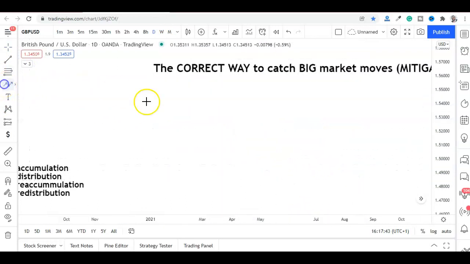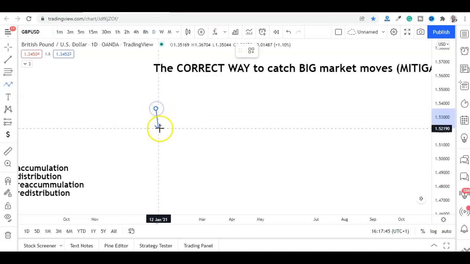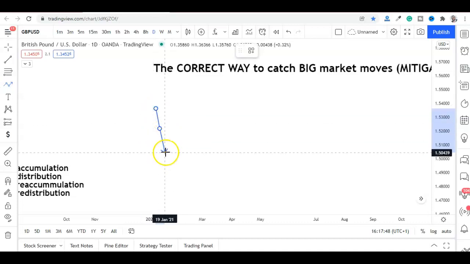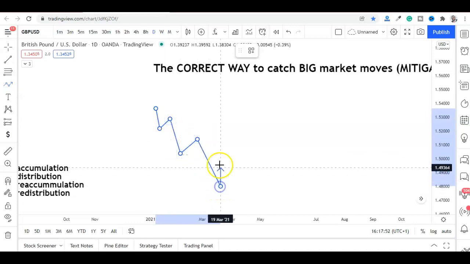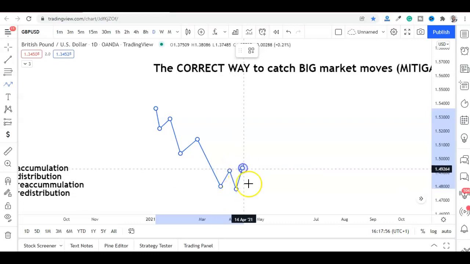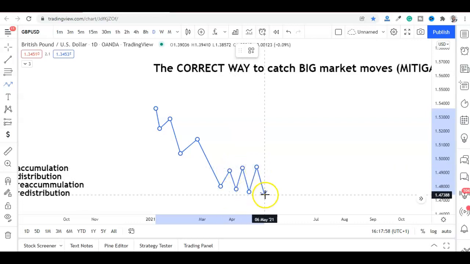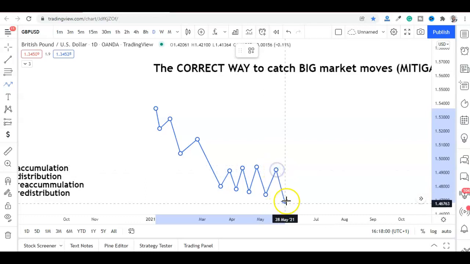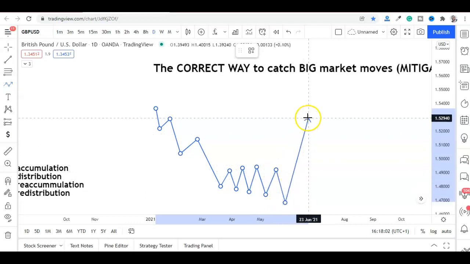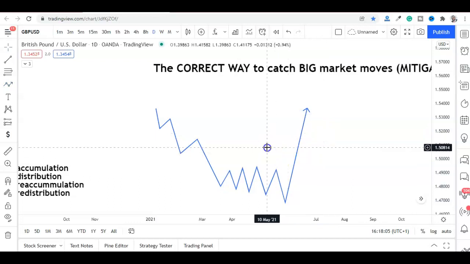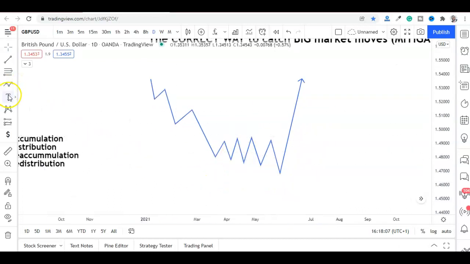Now, accumulation is simply the manipulation of the lows. Let's assume you have a price coming like this, downtrend, then start consolidating. Whenever you see consolidation, you should know that smart money is trying to manipulate that area. Okay, so now the consolidation of prices after a bearish move is the accumulation phase.